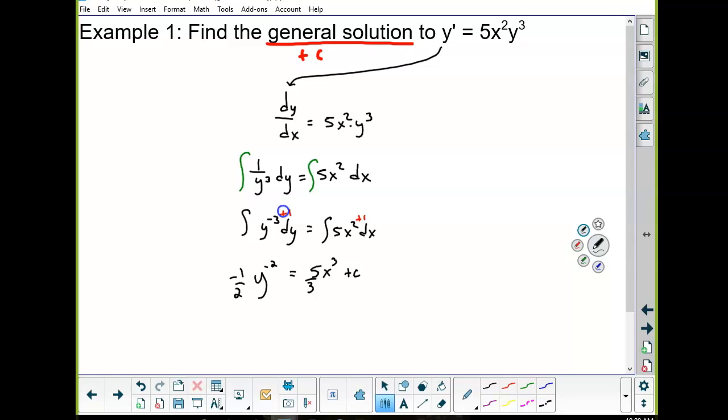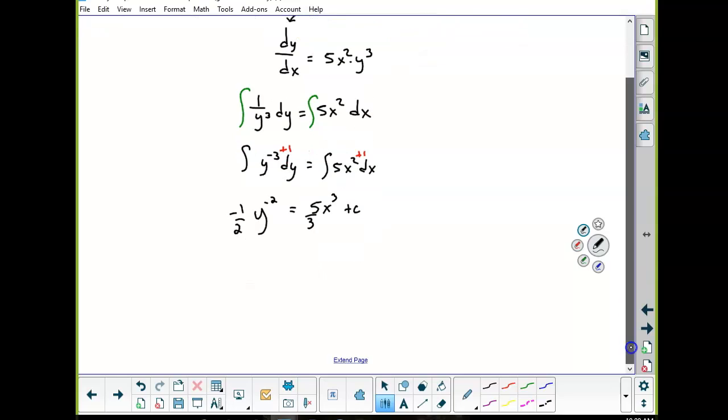Now technically, we're not done. If you were to check your textbook, it would stop there. But we want to solve for y now. And it's just algebra. So first thing I'm going to do is get rid of this negative 1/2. I'm going to times both sides by negative 2.